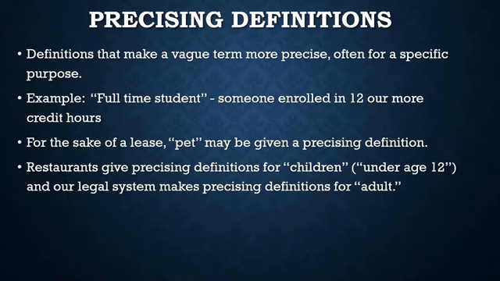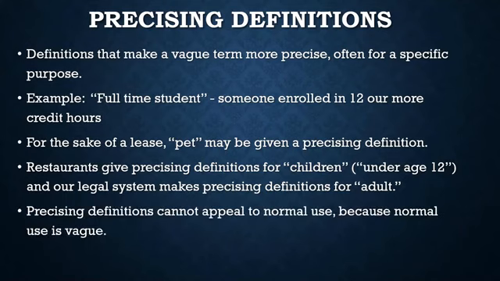Our legal system does this with adult. So an adult for some purposes is age 18. For other purposes, age 19. For still other purposes, adult may be age 21. It depends, right, on the circumstances and what precising definition might be allowed. Now, it should be noted that precising definitions cannot appeal to normal use because normal use is vague, right? Adult is a vague word. Children is a vague term. So you can't just appeal to a dictionary definition or normal use when you're doing this. You have to artificially create boundaries for these words.